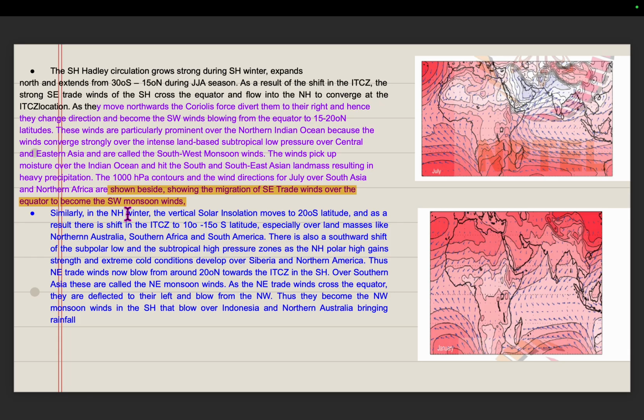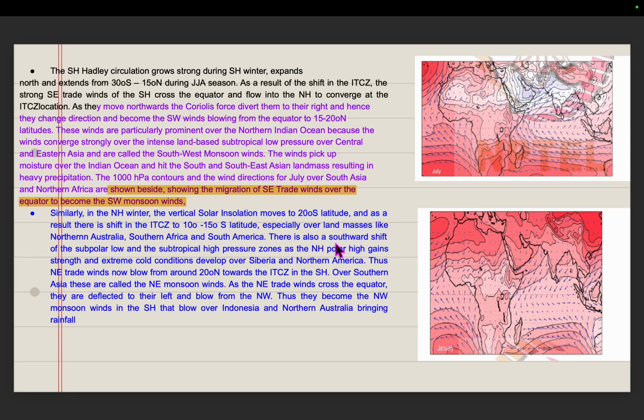Similarly, when there is a northern hemisphere winter, that is in the January month, the solar insolation moves to 20 degrees south. As a result, there is a shift of the intertropical convergence zone to the 10 degree to 15 degree southern zone, southern hemisphere, especially over land masses like northern Australia, southern Africa and South America. You can see here what occurs when there is a northern hemisphere winter.